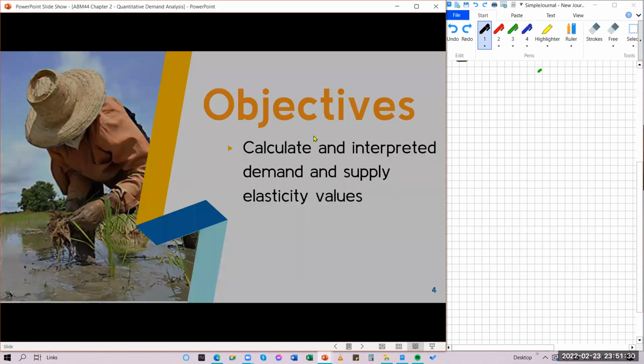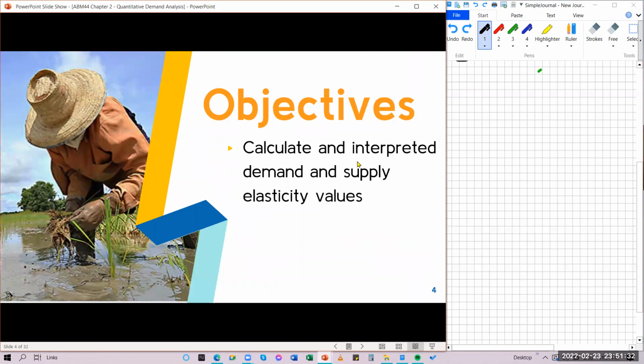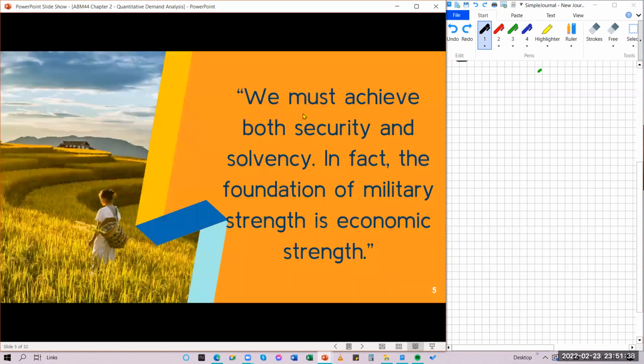So our objectives: you need to calculate and interpret demand and supply elasticity values. This would be the opening quote. We must achieve both security and solvency. In fact, the foundation of military strength is economic strength. So this is our opening statement.